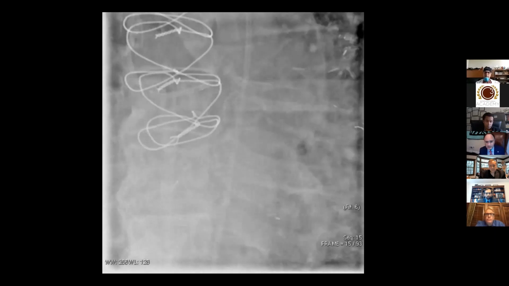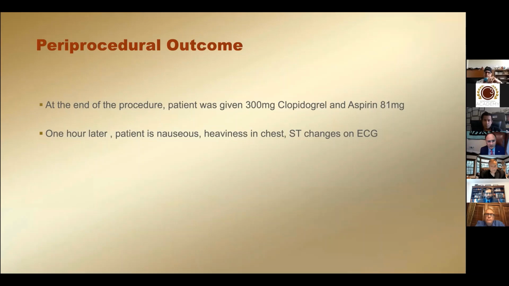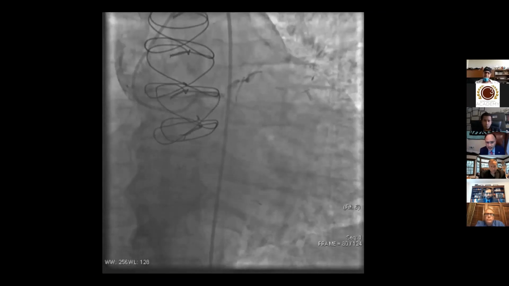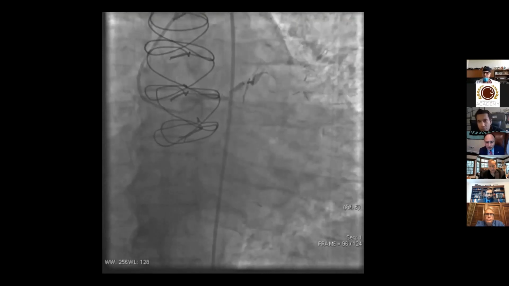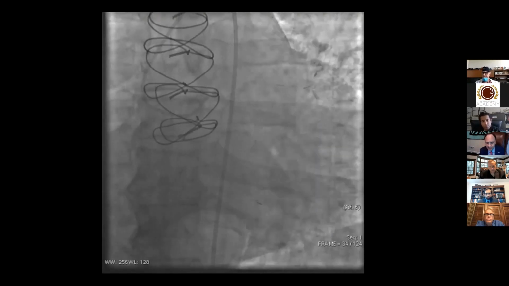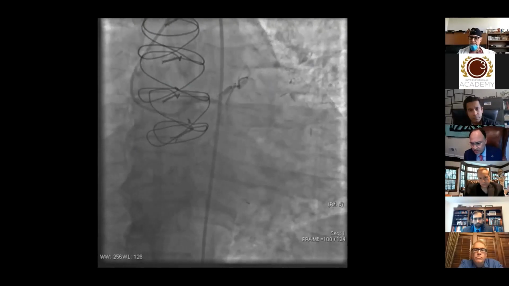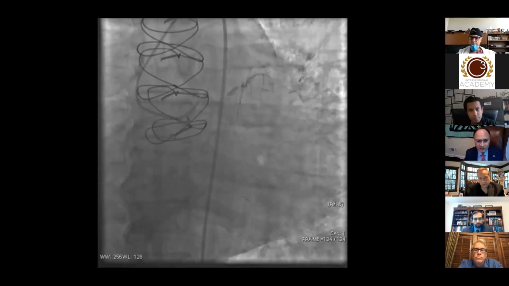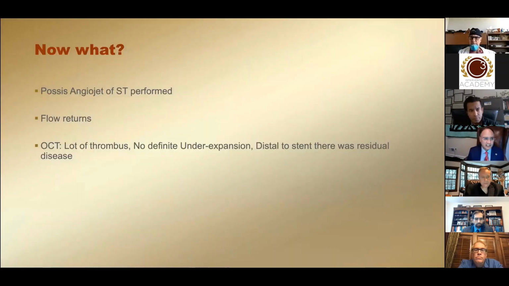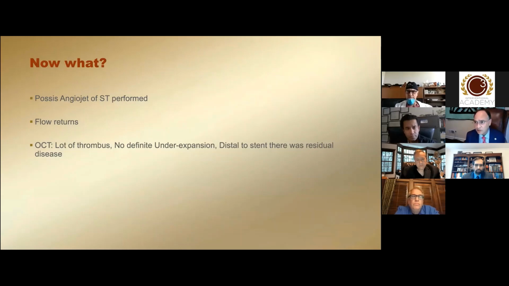So we brought him back to the procedure, and now you can see that the distal left main stent is thrombosed, and the whole ramus is totally occluded. So at this point, we crossed this occlusion, of course, and did an AngioJet to perform as much cleaning of this artery, because we thought there was a lot of clot in this small vessel from stent thrombosis, and a nice flow came back.